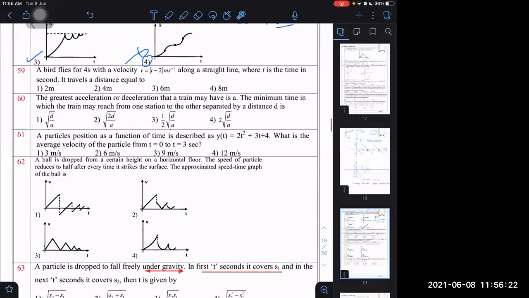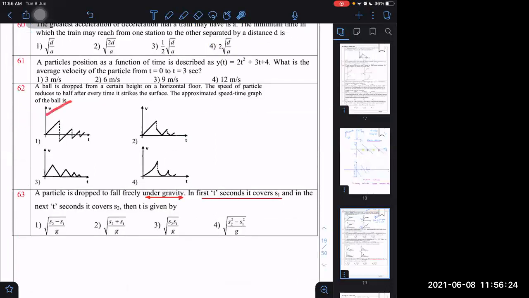Question number 62, I think we already discussed. I explained that v-t graph for the ball dropped. Now you tell me which will be the right answer. Option 4, sir? One only, sir. Why 4? Four is a curve also. Curvilinear is the first which I will reject. It is V versus T, not S versus T.